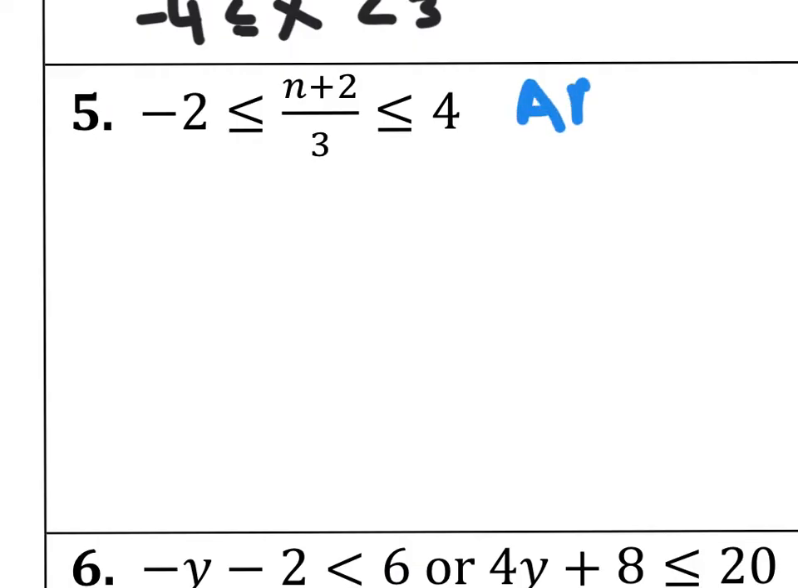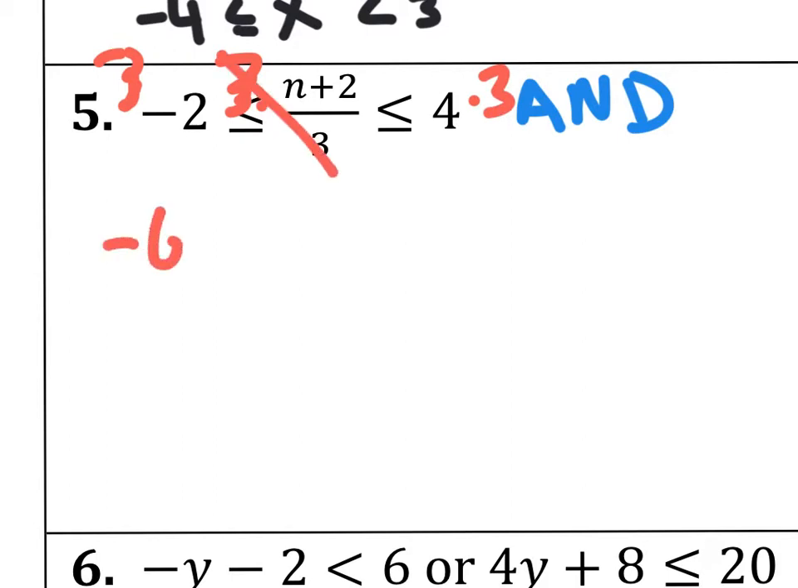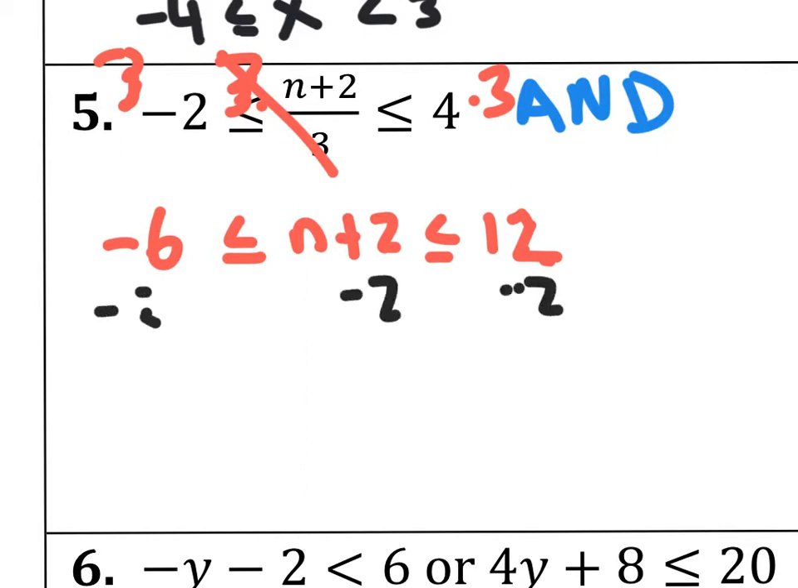Again, we have an AND statement. So we're going to take and we are going to multiply everything by 3. There we go. Was it coming in before? So then these will cancel out. We get negative 6 is less than or equal to n plus 2, and then less than or equal to 12. And then we will subtract 2 to both sides. And then we would get negative 8 less than or equal to n less than or equal to 10.